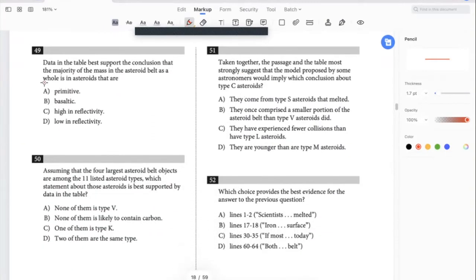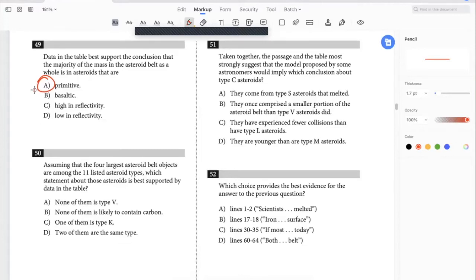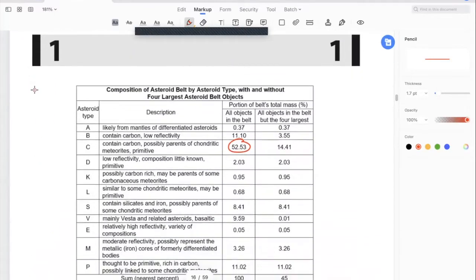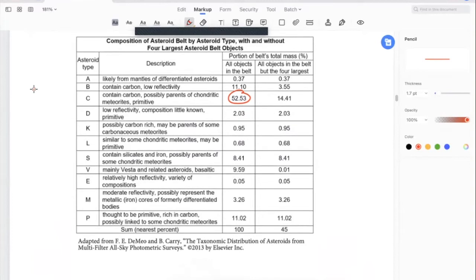Yeah, so primitive. Assuming that the four largest asteroid belt objects are among the 11 listed asteroid types, which statement about these asteroids is best supported by data in the table? Okay. None of them is type V, none of them contains carbon, one of them is type K, two of them are the same type. The four largest asteroid belt objects are among the... okay. So, four largest, okay.